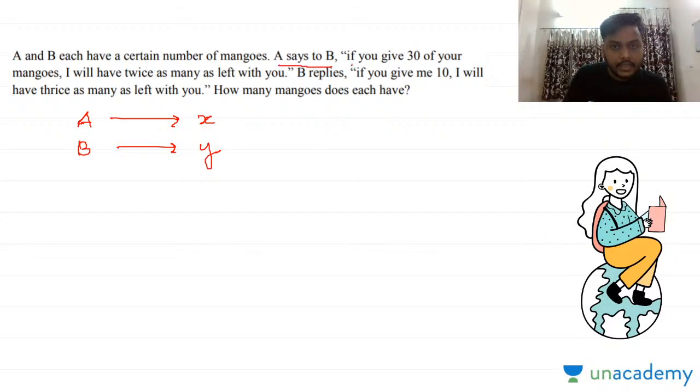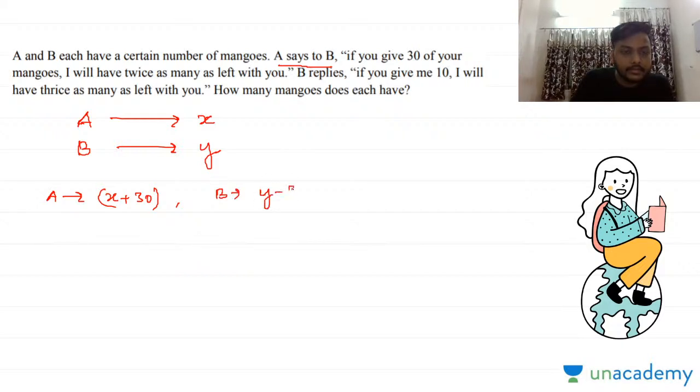A says to B that if you give 30 of your mangoes, which means A is taking mangoes from B. Okay, so after taking 30 mangoes from B, A will now have X plus 30 mangoes, and B will now have Y minus 30 mangoes.